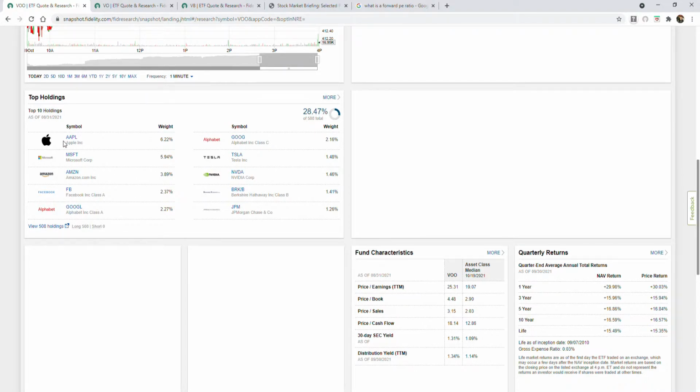You probably know Apple. You probably know Microsoft, Amazon, Facebook, Google. These are ginormous companies, hundreds of billions, maybe trillions of dollars in size. These are ginormous companies that you all know and love and probably spend money at every single day.